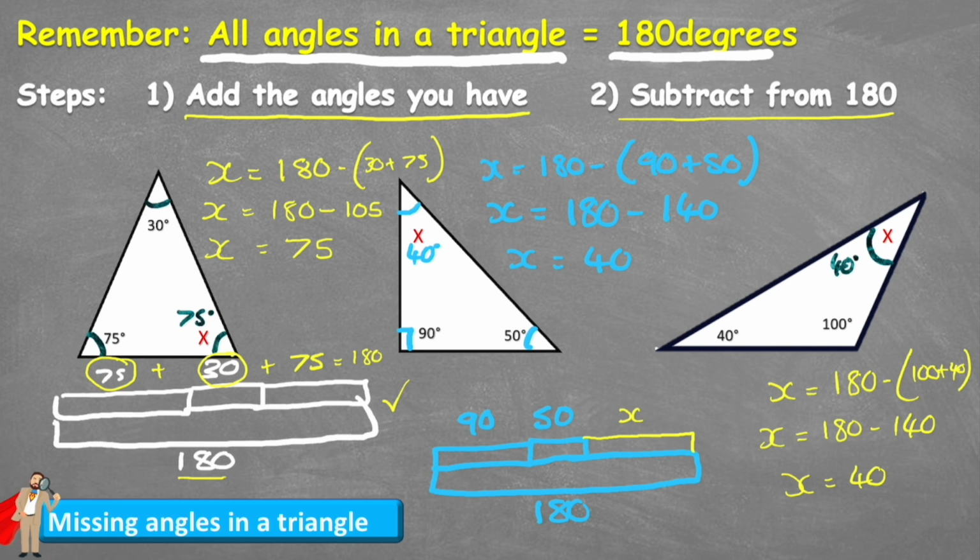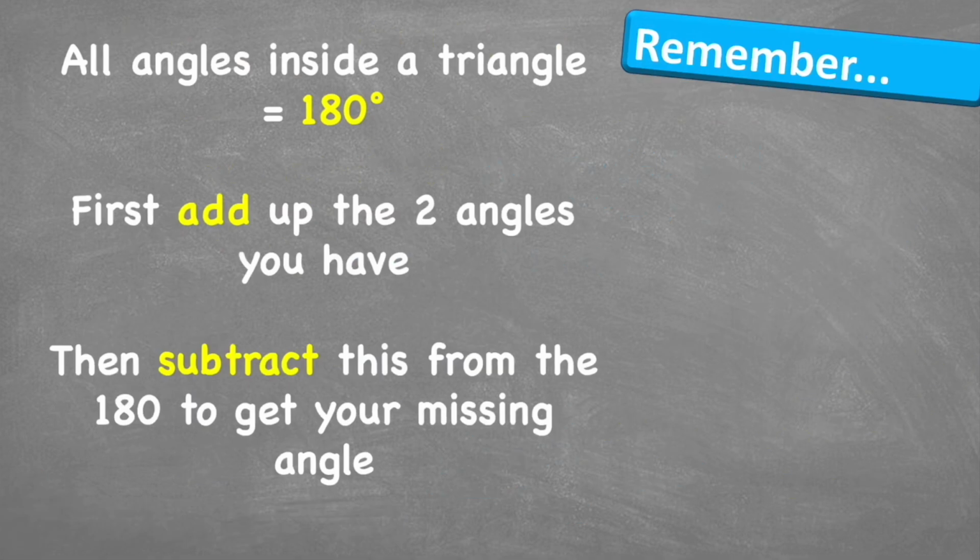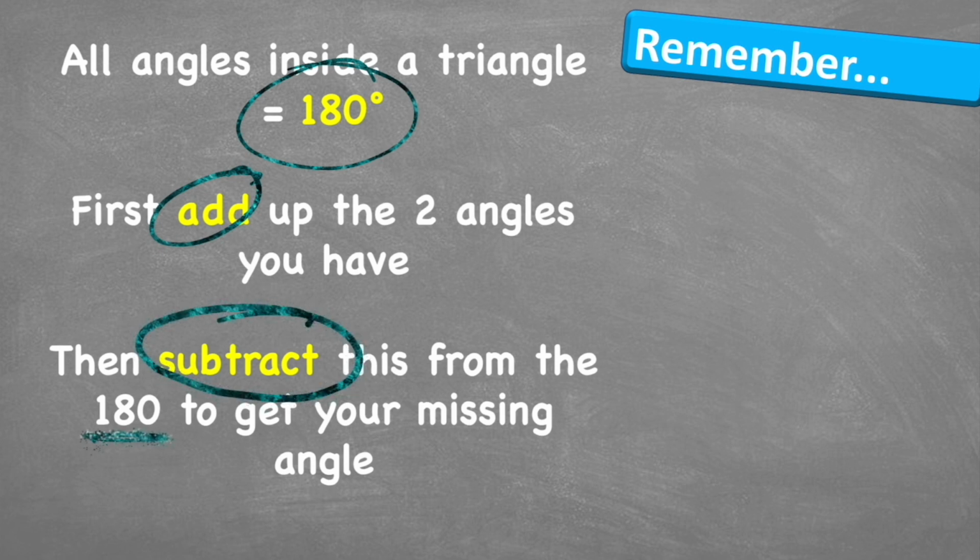Simple stuff. Let's have a look at what to remember. Remember first that all angles inside a triangle equal 180 degrees. That is going to be our really helpful fact. First then we add up our two angles that we already have and then subtract that number away from our 180 to get our missing angle.